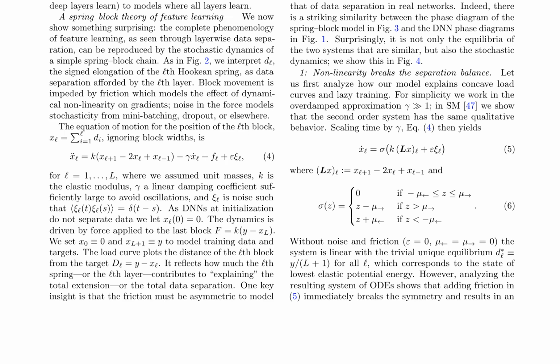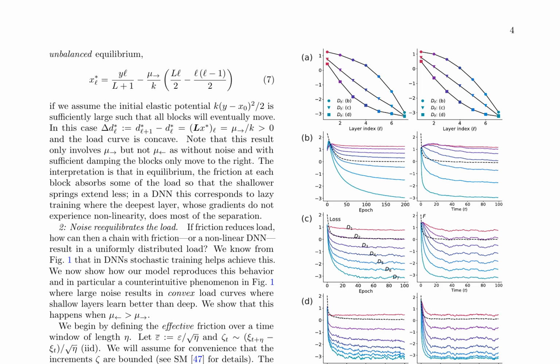First, without noise and friction, the system is linear with a trivial unique equilibrium, corresponding to the state of lowest elastic potential energy. However, adding friction breaks the symmetry, resulting in an unbalanced equilibrium, where the friction at each block absorbs some of the load, leading to a concave load curve. This corresponds to lazy training in DNNs, where the deepest layer does most of the separation.